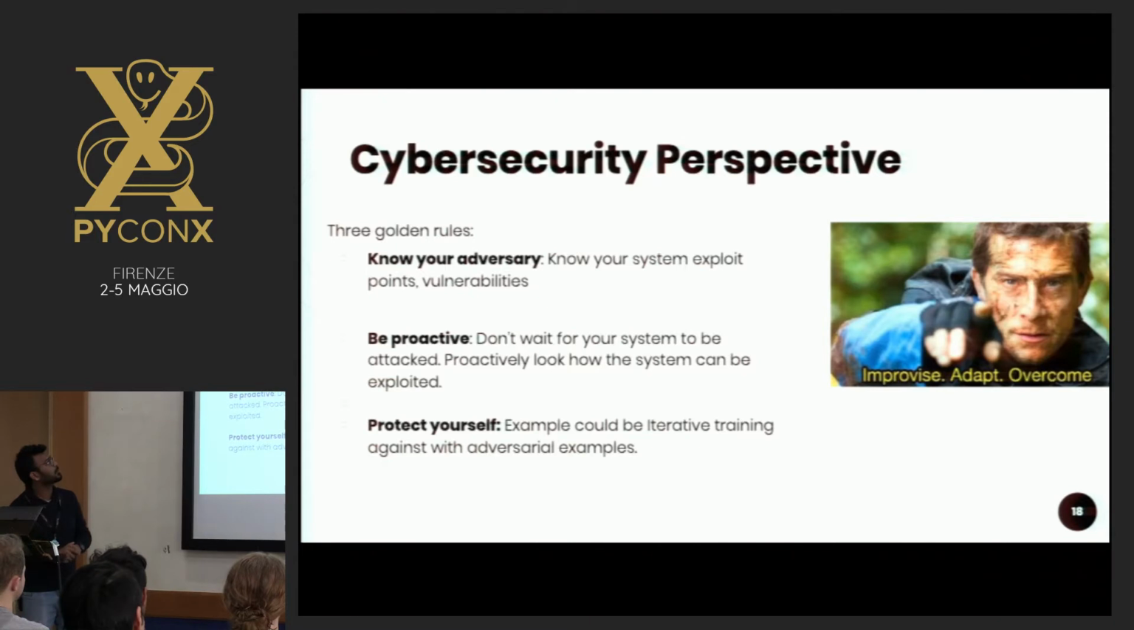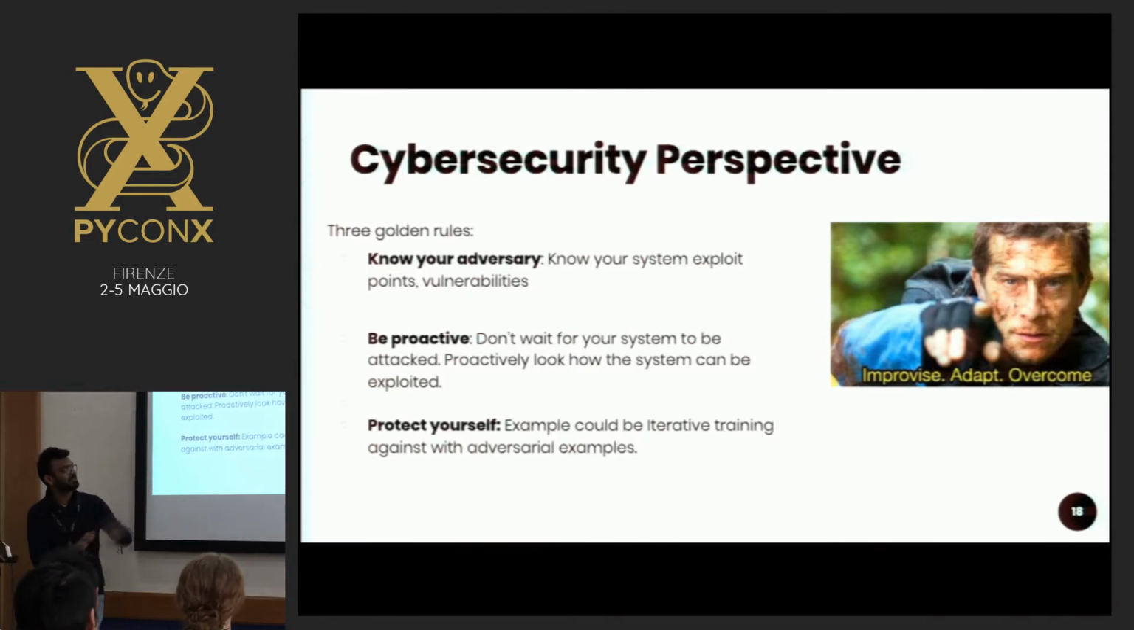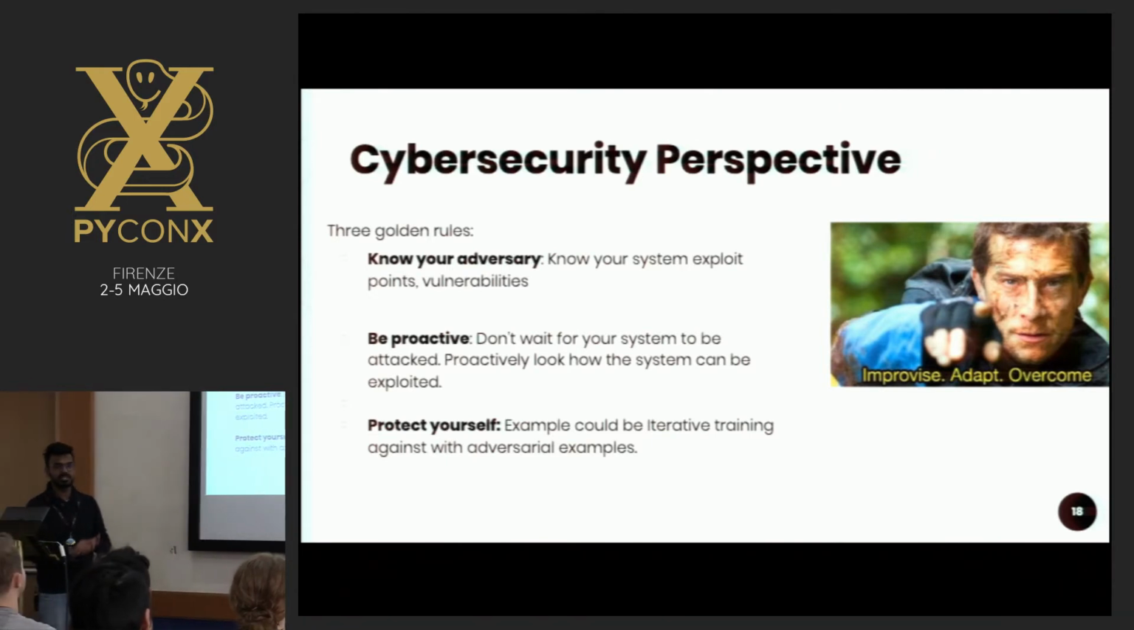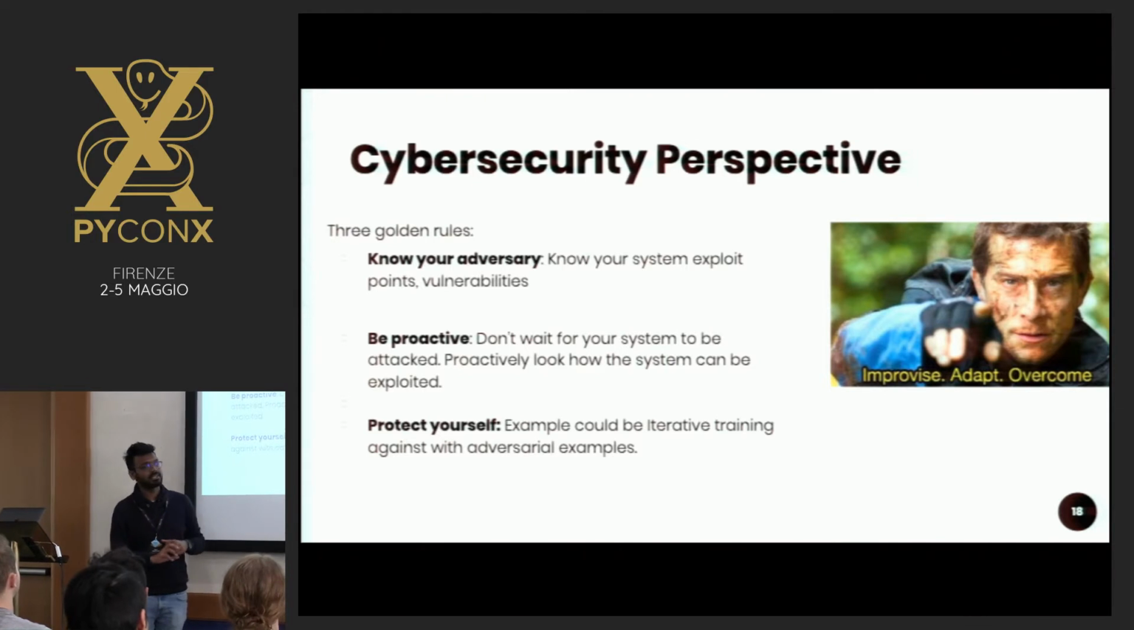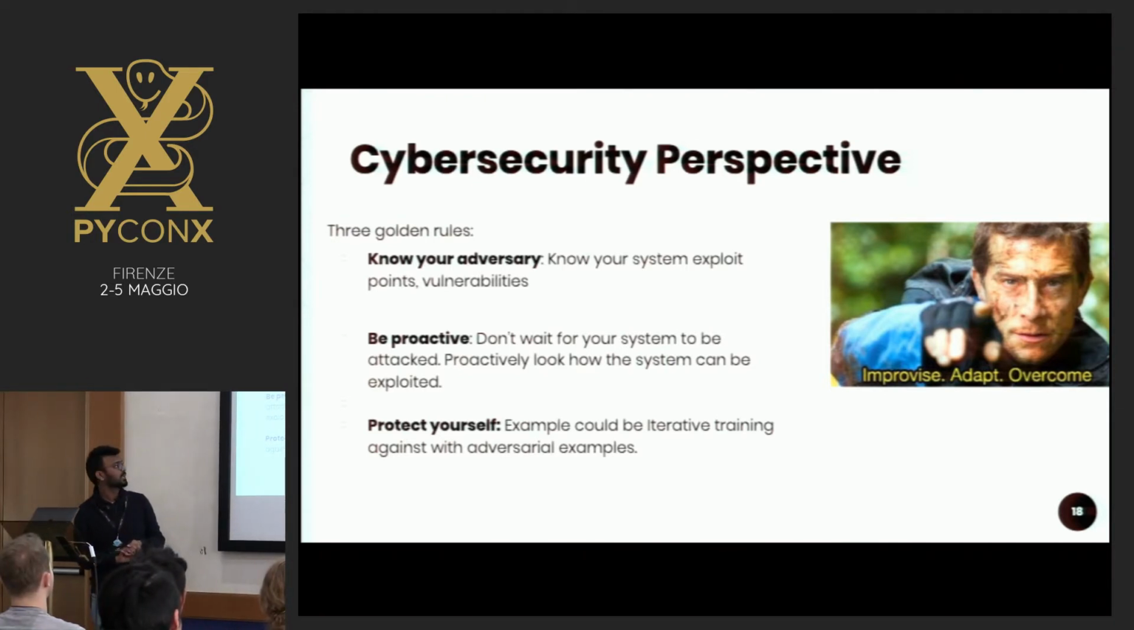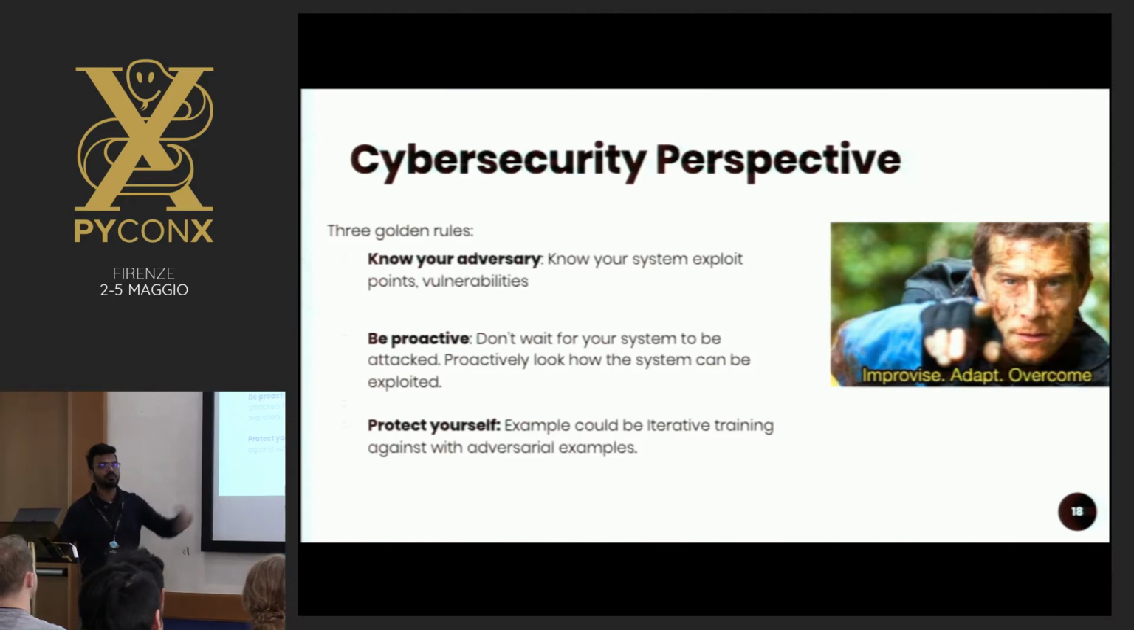So we will just talk about the cybersecurity perspective. Everybody knows this: improvise, adapt, and overcome. The first thing is to know your adversary. For example, for any service you develop that uses machine learning, know what the exploit points of the model you have deployed are. Then be proactive, which is the opposite of being reactive. Don't wait for someone to attack your model. For example, if you have deployed a service that does image classification and some moderation on top of that, know what the adversaries can be for your example, proactively protect yourself. That means continuously improving your system.